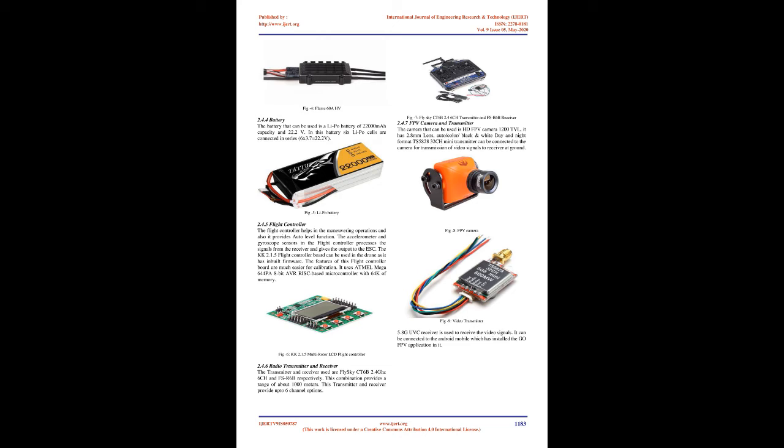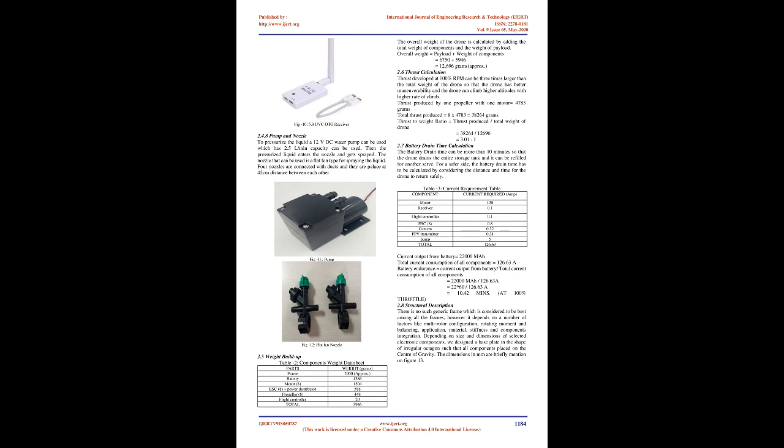2.4.5 Flight Controller. The flight controller helps in the maneuvering operations, and also it provides an auto-level function. The accelerometer and gyroscope sensors in the flight controller process the signals from the receiver and give the output to the ESC. The KK 2.1.5 flight controller board can be used in the drone as it has inbuilt firmware. The features of this flight controller board make calibration much easier. It uses an Atmel Mega 644PA 8-bit AVR RISC-based microcontroller with 64K of memory.